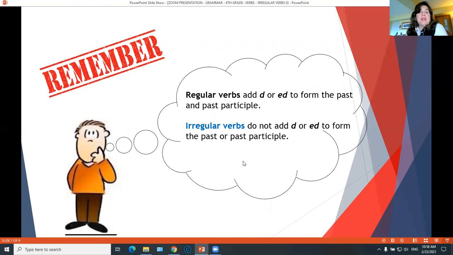So remember, guys, the thing about irregular verbs is that they do not form the past adding the d or ed, okay? They have special spellings for their past forms. So you need to memorize them. And regular verbs, they add ed or d to form the past. But the verbs that we are studying in this class and our previous class, they do not form the past by adding d or ed. They have special spelling, and that's why they are called irregular.